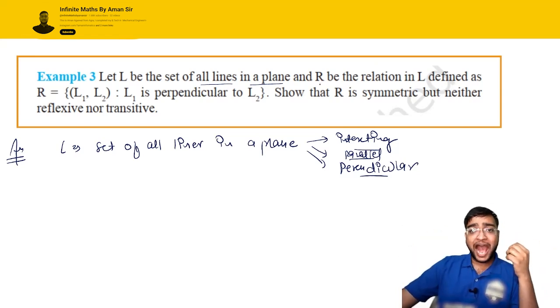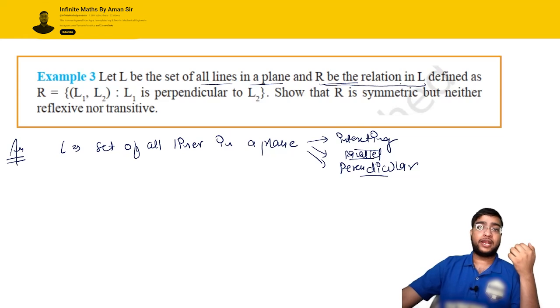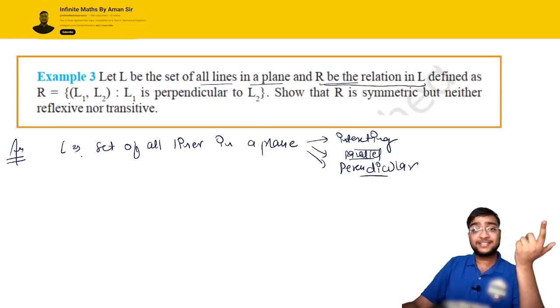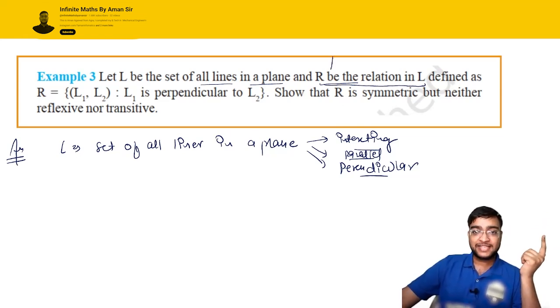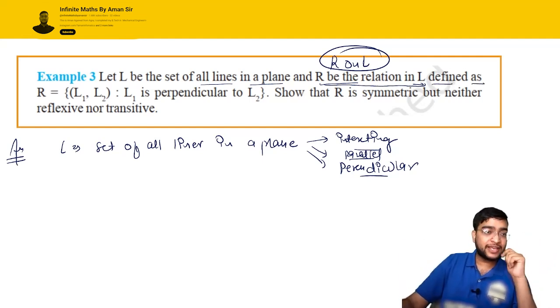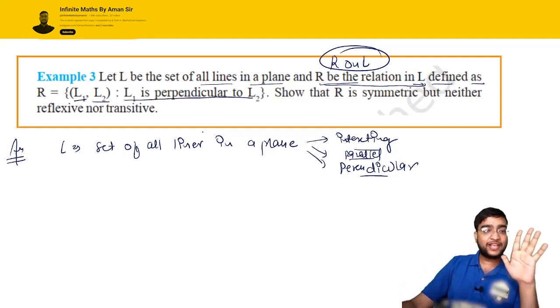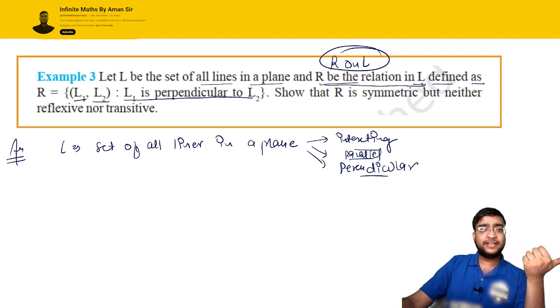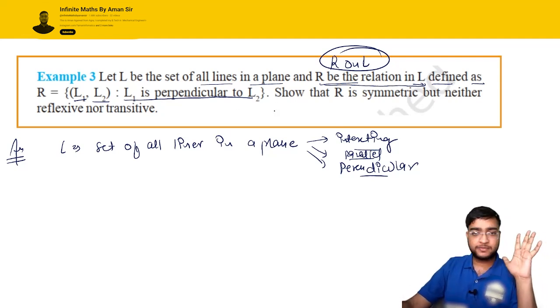So what is R? R is a relation on L. It is like my set A, because R is a relation in L, so R takes all its values from my set L. R is defined as (L1, L2) where L1 is perpendicular to L2. So R is defined on a single set, that is L1 and L2, line 1 and line 2, and these two lines are perpendicular lines.